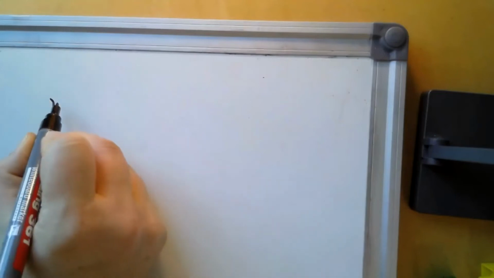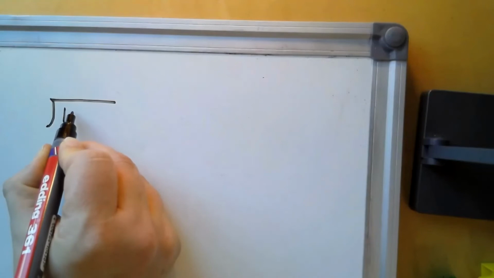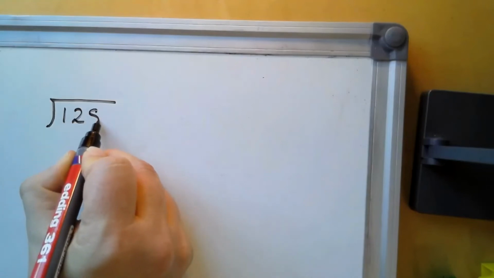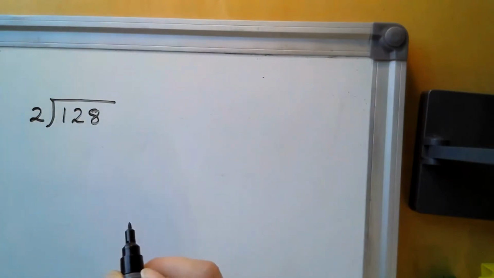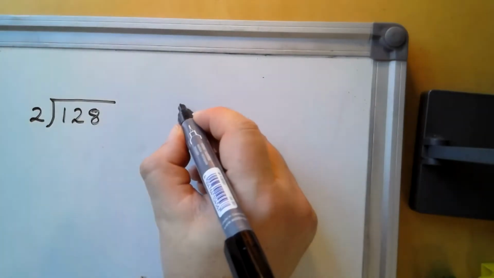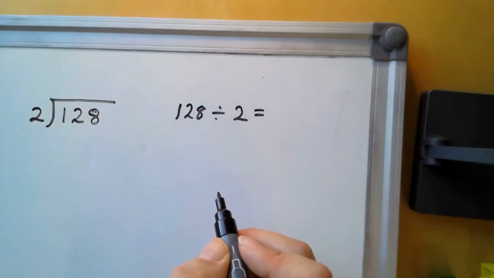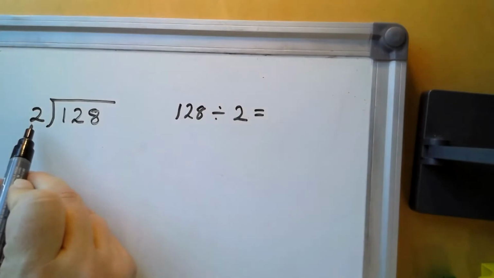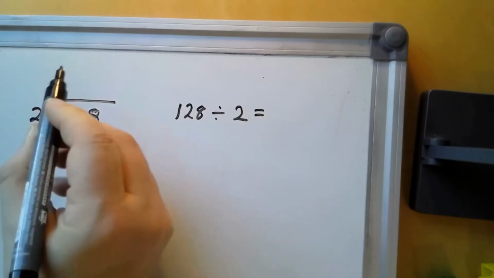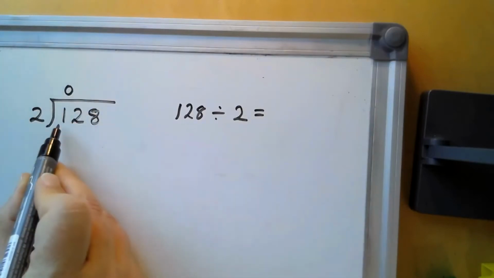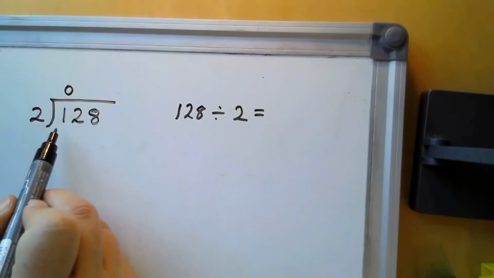I'm going to put it straight into a bus stop this time. So I'm going to do 128. So a 3-digit number, and we're dividing it by 2. So we're looking at the equation 128 divided by 2, and we want to find the answer to that. We do it in exactly the same way. How many 2's go into 1? No, they don't, so we start with a 0.